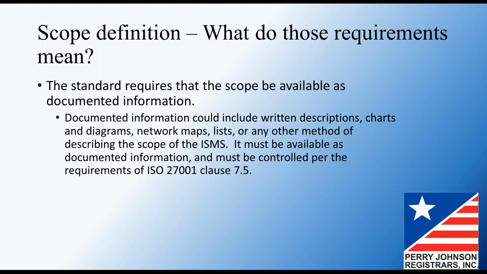And then, of course, the standard requires that the scope be available as documented information. So documented information could include written descriptions, charts and diagrams, network maps, lists, or any other method of describing the scope of the ISMS. But it must be available as documented information, and it must be controlled per the requirements of the standard in clause 7.5.